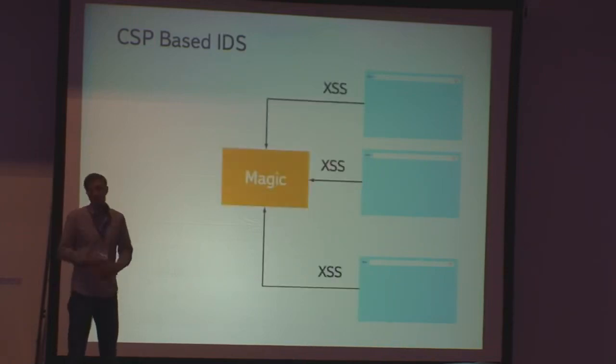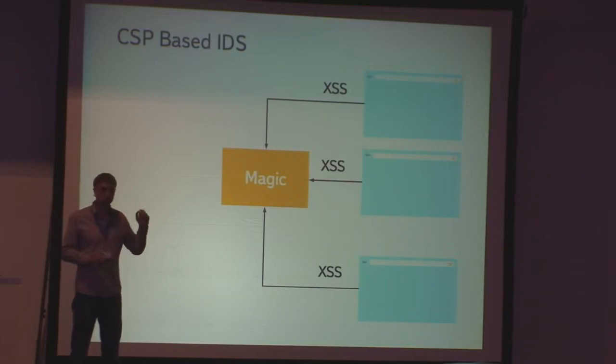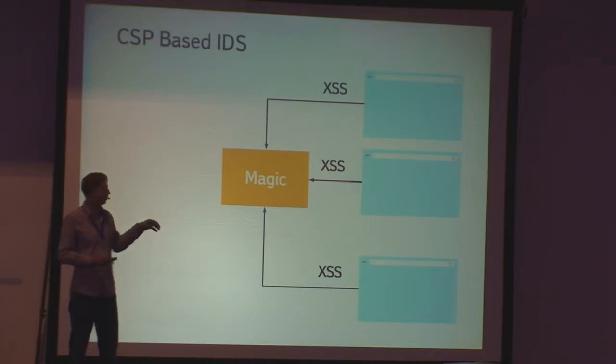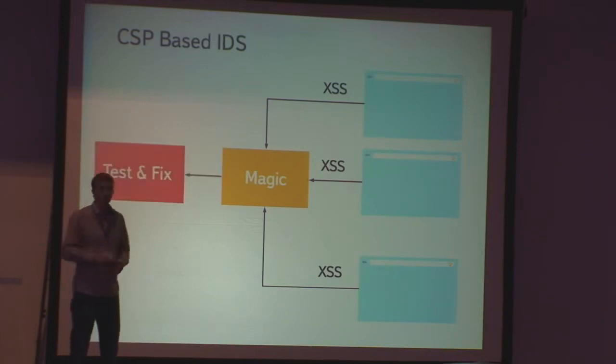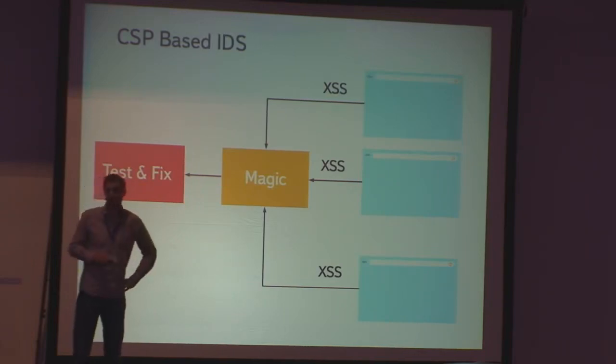All these browsers, all these sensors of your users, will send cross-site scripting attack information to your magic black box. And this magic black box will ask your developers, for example, to make a ticket in your bug tracker system, and after that it will be tested and fixed. So what is the difference between, for example, parsing web server logs and this content security policy based IDS?